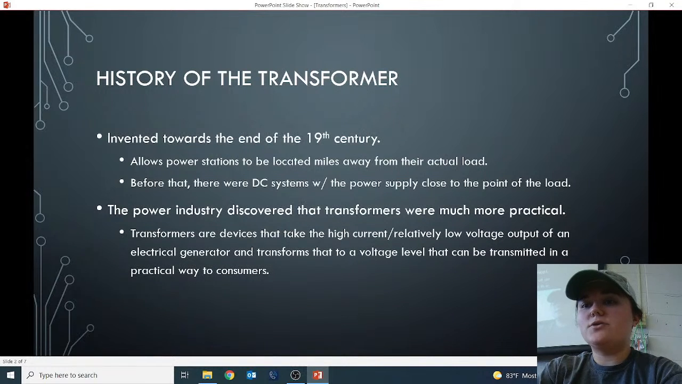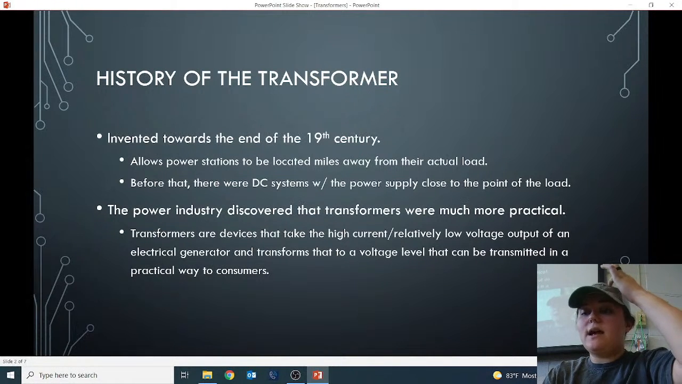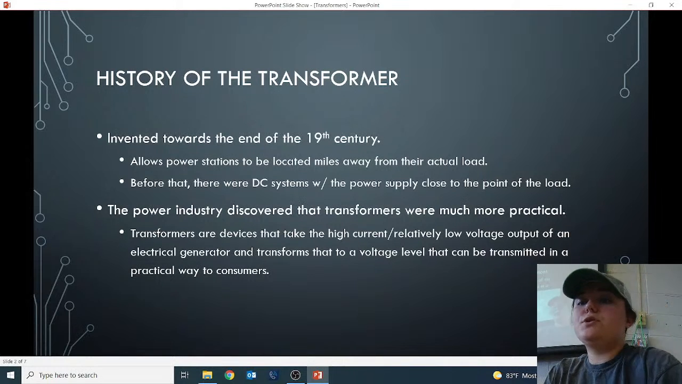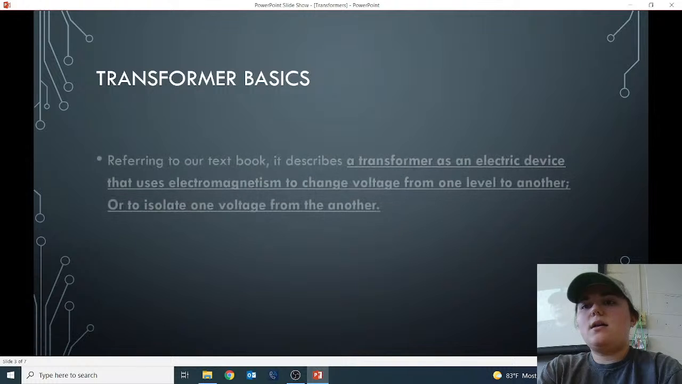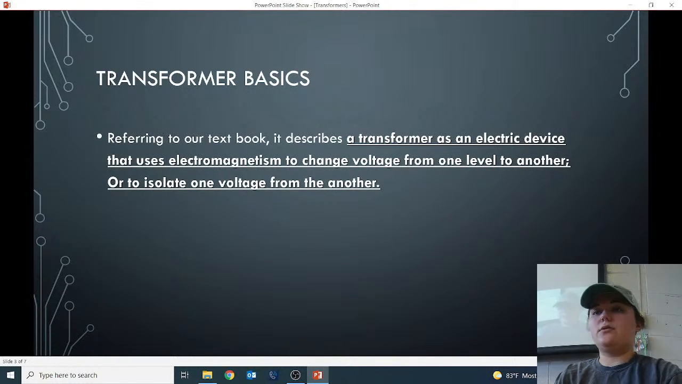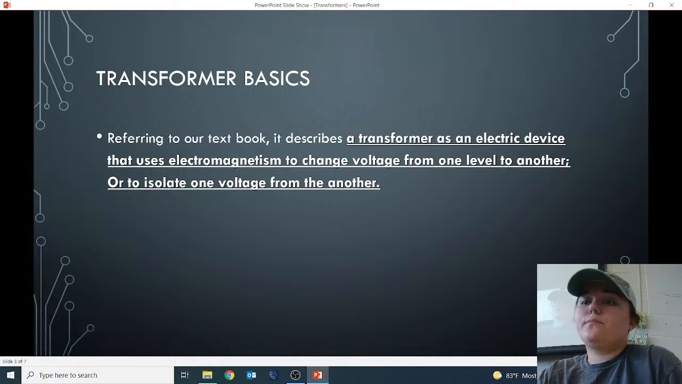So, the power industry discovered that transformers were much more practical, and their definition of transformers is devices that take the high current, relatively low voltage output of an electrical generator and transform that to a voltage level that can be transmitted in a practical way to consumers. All right, so let's see. And this is literally straight out of the book. So I took both of those definitions to try to compare. A transformer is an electric device that uses electromagnetism to change voltage from one level to another, or to isolate one voltage from the other.